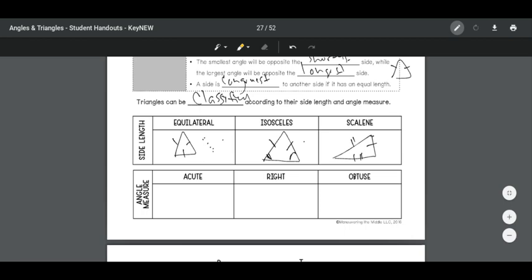Okay, and we have acute triangles, which means all three angles are acute. So you write that in, all three angles are acute. And then we have a right triangle, which means it has only one right angle. And then we have an obtuse triangle, which means it would have one obtuse angle and couldn't have any more.